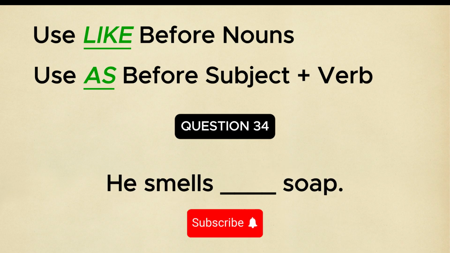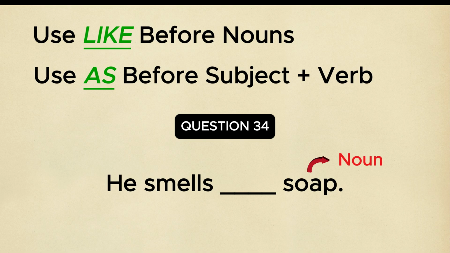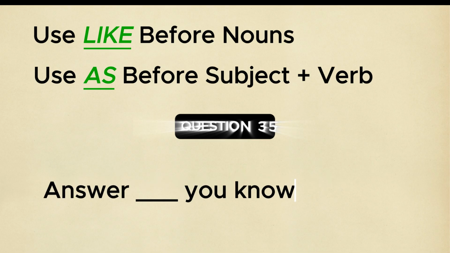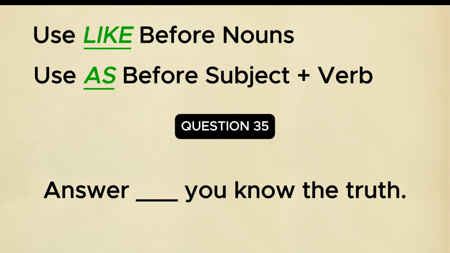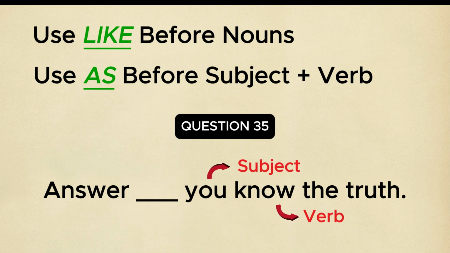34. He smells blank soap. This is a noun. The answer is like. 35. Answer blank you know the truth. This is a subject plus verb. The answer is as.